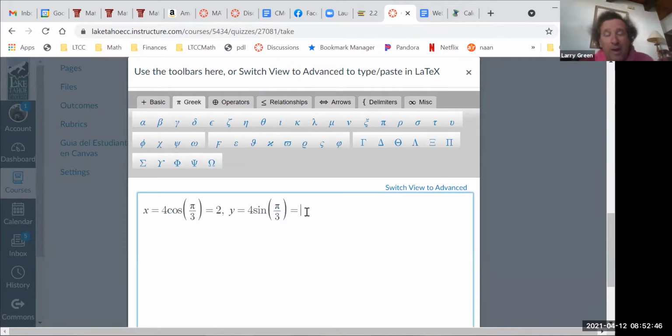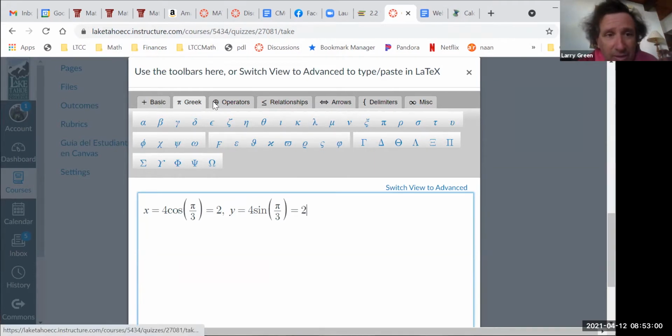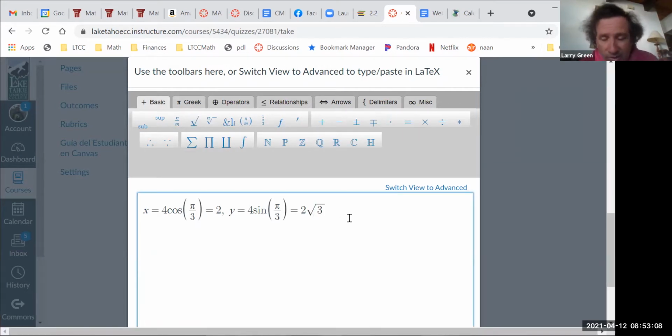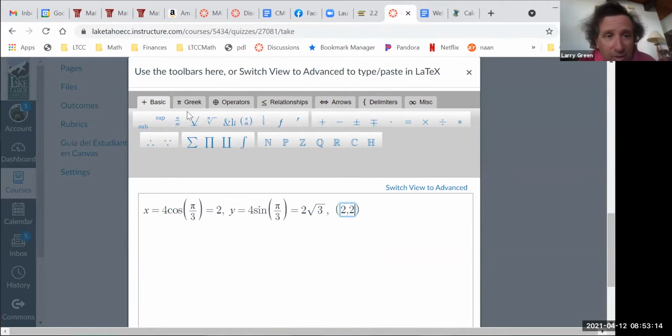And 4 sine of pi over 3, not quite as nice, but not too bad. What's 4 sine pi over 3? Yeah, 2 root 3. 2 times the square root of 3. So our final answer is the point 2 comma 2 times the square root of 3.